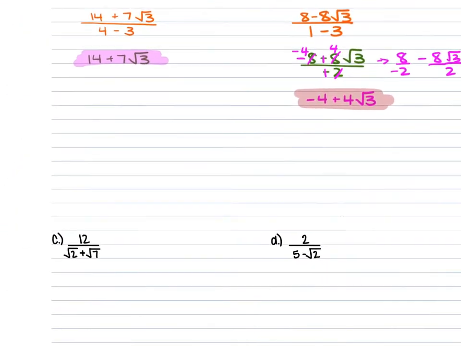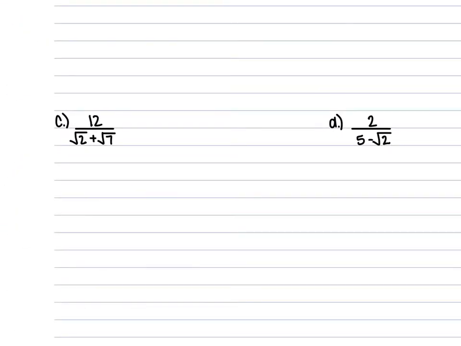For example C, we have 12 over the square root of 2 plus the square root of 7. Again, I'm going to put parentheses around the square root of 2 plus the square root of 7. Take the terms and put the opposite sign between them. So instead of them being positive in between, it's going to be a negative. And then multiply the top by the square root of 2 minus the square root of 7 as well. I'm going to distribute the 12 in. We're going to have 12 square root 2 minus 12 square root 7.